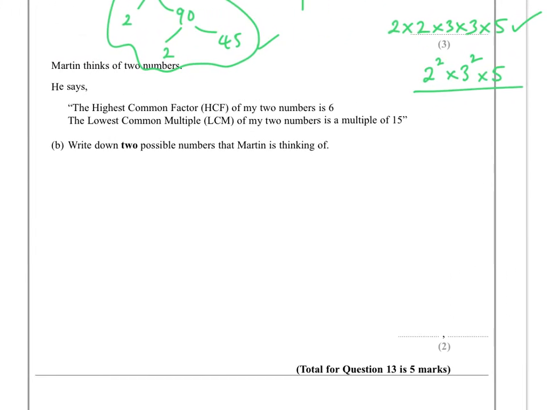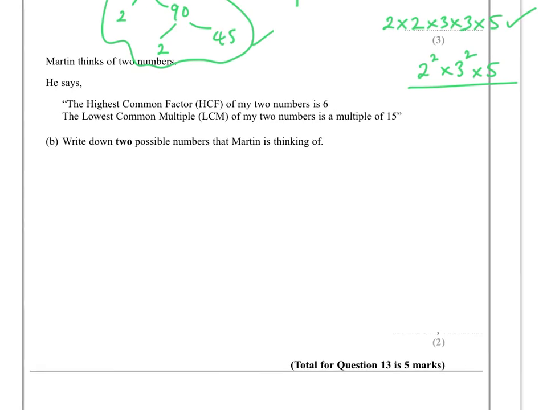Martin thinks of two numbers. He says the highest common factor of my two numbers is 6, and the lowest common multiple of my two numbers is a multiple of 15. Write down two possible numbers that Martin is thinking of.